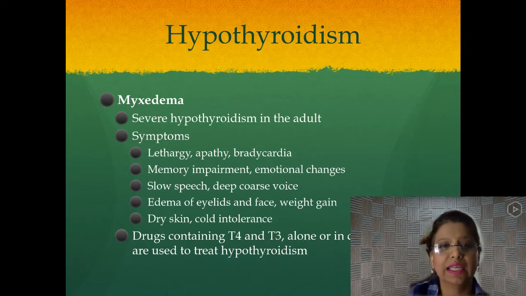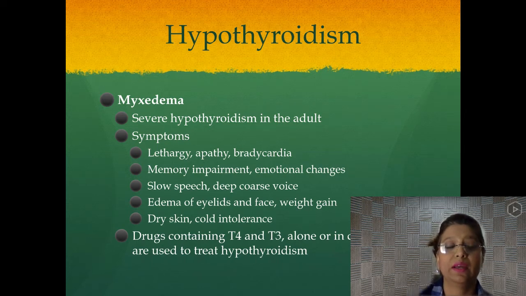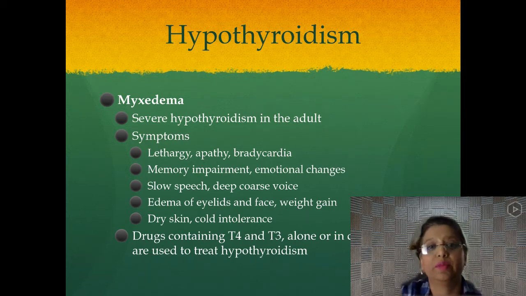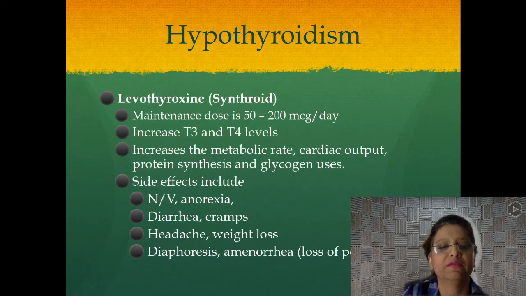The drugs containing T3 and T4, alone or in combination, are used to treat hypothyroidism. So if there's less of a hormone, we give them an artificial preparation of that hormone, right? T3 and T4. So what are those? In order to treat thyroid disorders, we give them levothyroxine. Levothyroxine is a synthetic preparation of thyroid hormone. The maintenance dose is 50 to 200 micrograms per day. It increases T3 and T4 levels, and increases the metabolic rate and cardiac output.